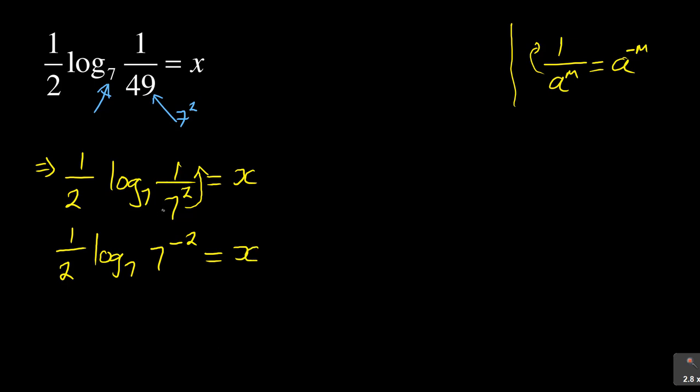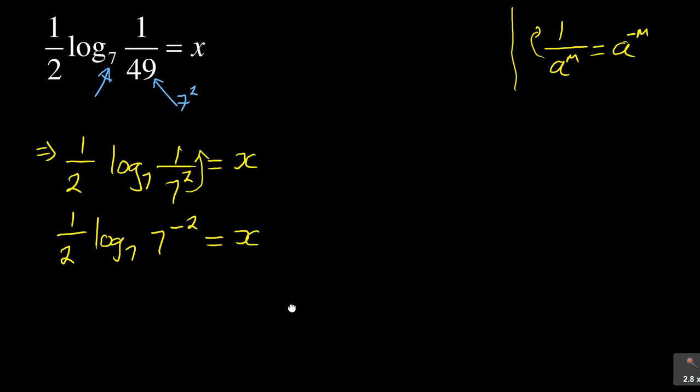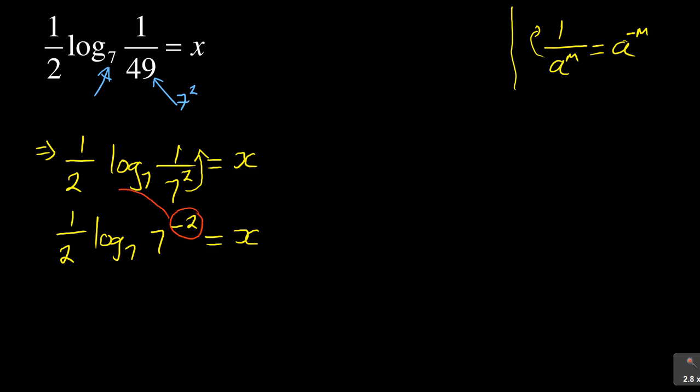Just like previously, as I was showing you with the laws of exponents, this particular negative 2 will drop down to join the 1 over 2. When it joins the 1 over 2, it multiplies the 1 over 2. So you must include a bracket. So you'll have 1 over 2, and then a bracket, you put in negative 2 there, and then you have got log 7 of 7 is equal to x.